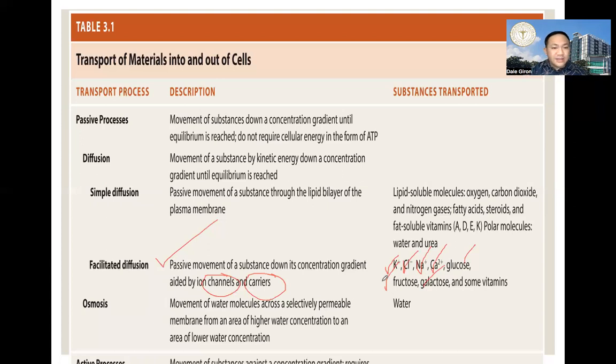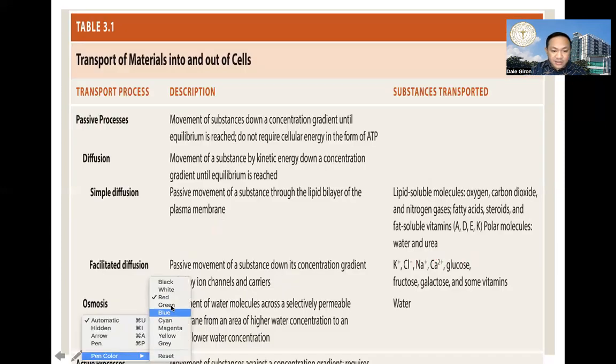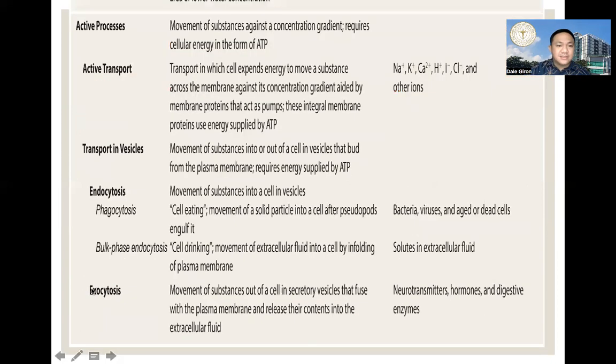Okay? And the second type of passive transport is osmosis. Osmosis is simply the movement of water molecules across a selectively permeable membrane from an area of high water concentration to an area of low water concentration. So basically, the substance transported using osmosis is water. Okay, so just take note, diffusion and osmosis are all part of passive transport or passive processes. Now, let's move on to the active processes.